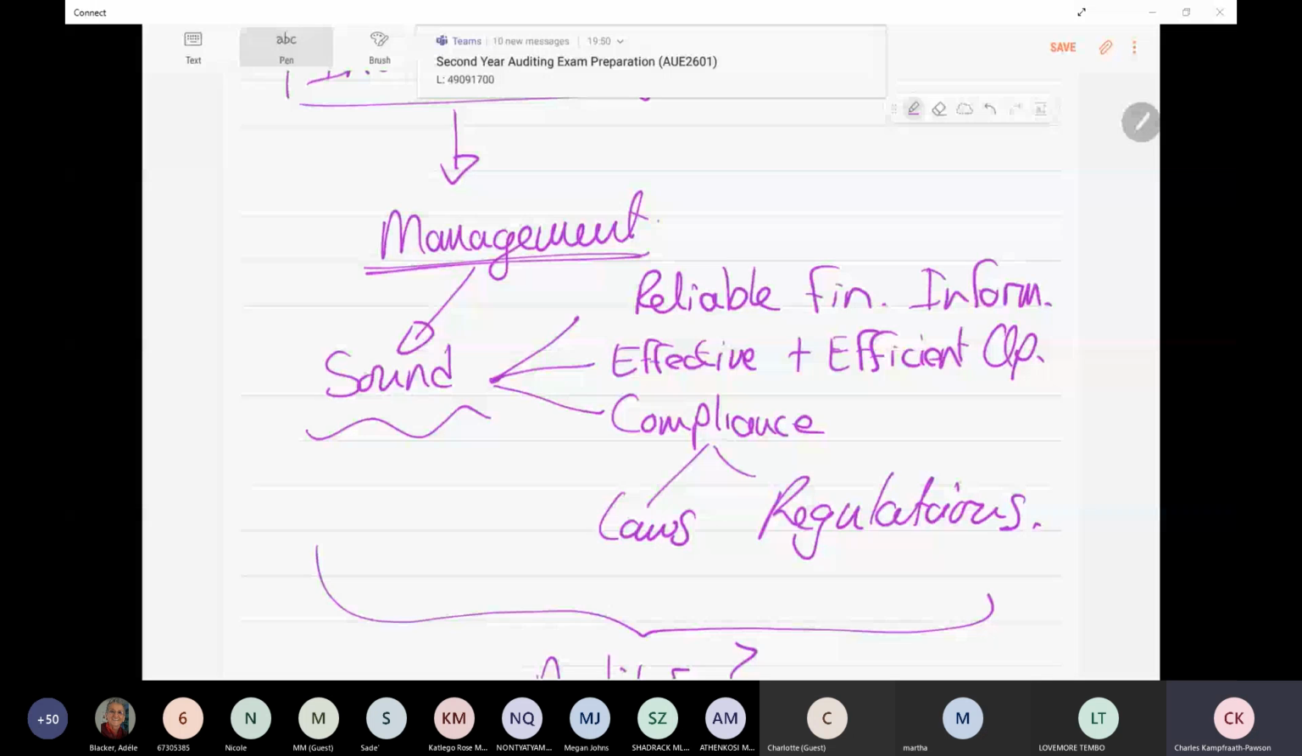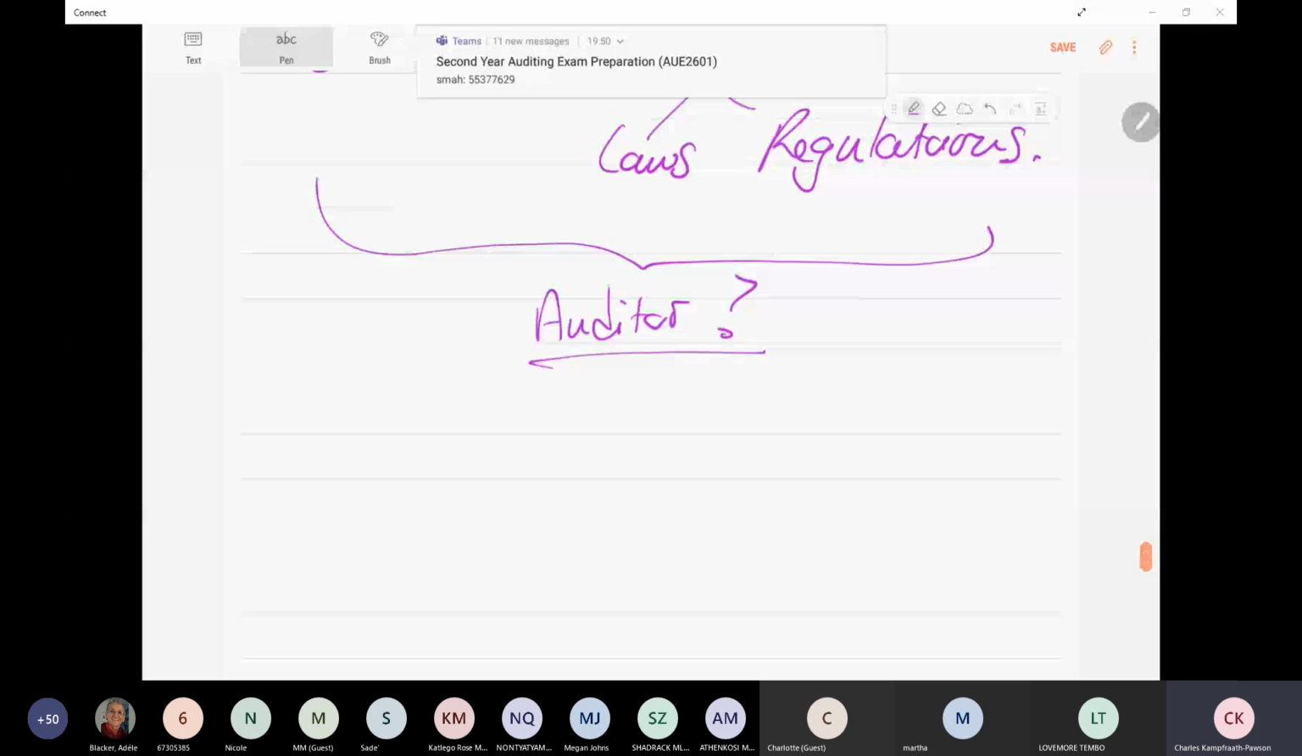But we are doing auditing. So it's extremely important for the auditor to gain an understanding.